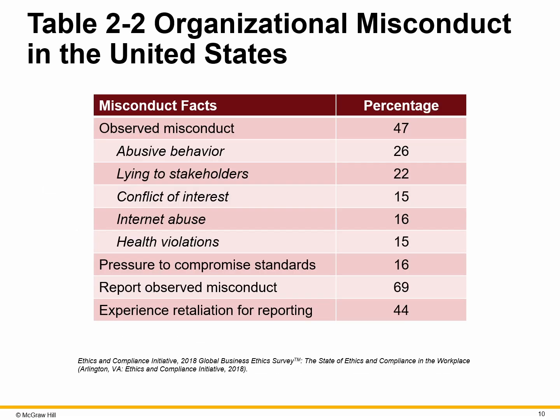Now, this is an organizational slide that shows some of the misconduct that has been reported in the United States. 47% observed. I'm not going to read them all; you can look at those. But the most notable one is reported observed misconduct. Here we have the amount observing, and then the amount that reported. That gives you an idea that a lot of people know that there's misconduct going on, but they won't report it.